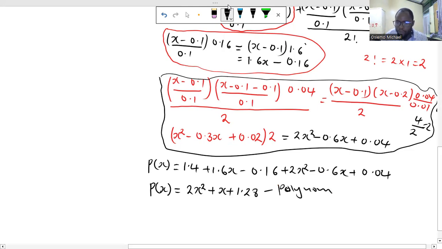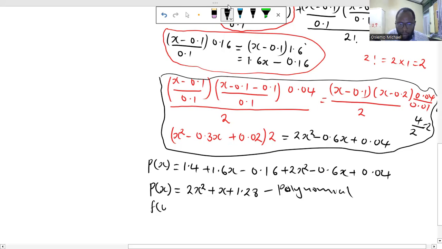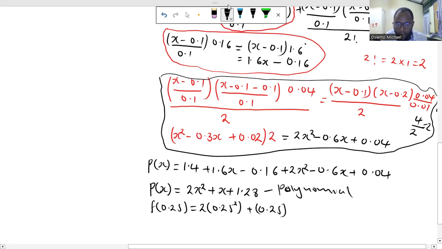That's the required polynomial, and we will use this polynomial to estimate any value in that table, or the data that you've been given. So in this case, they want us to estimate f at 0.25. This is the same as 2 times 0.25 squared plus 0.25, then plus 1.28.